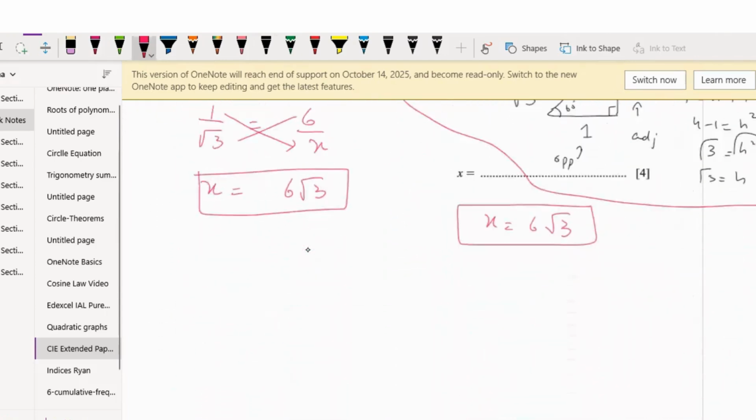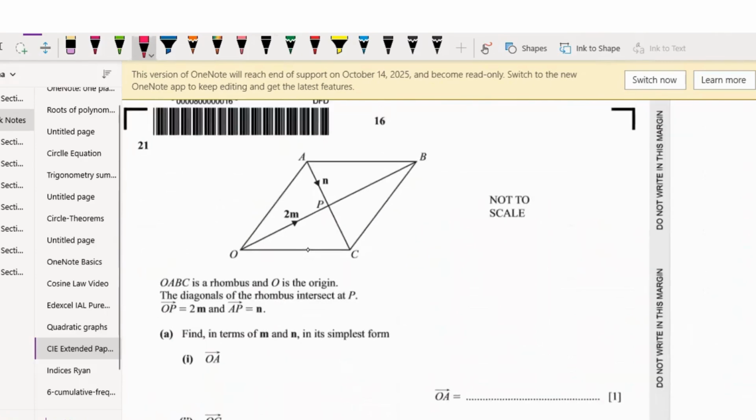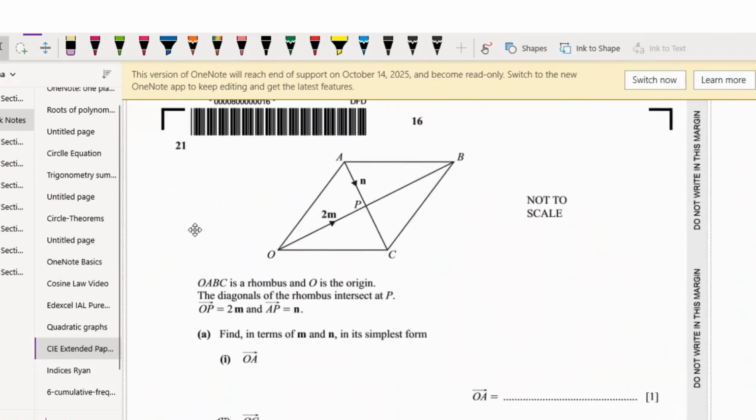Question 21 is on vectors. OABC is a rhombus and O is the origin. We know that the sides of a rhombus are equal, all 4 lengths are equal, and P is the point of intersection where the diagonals cut each other.